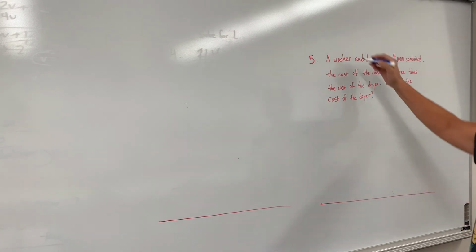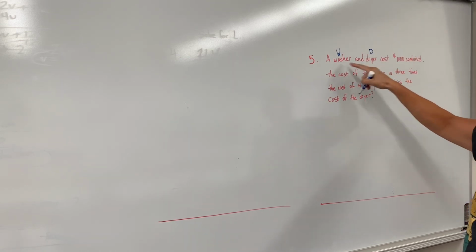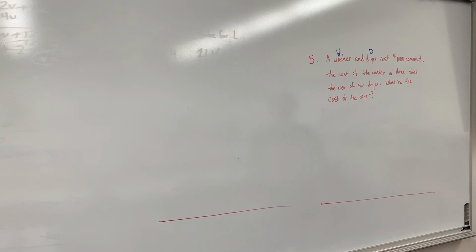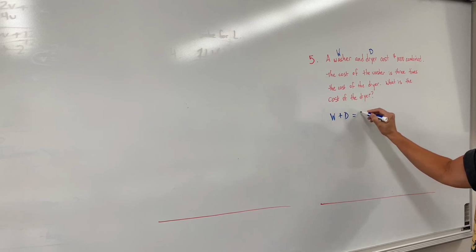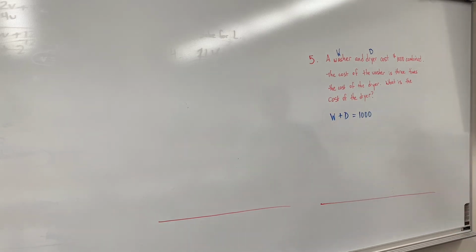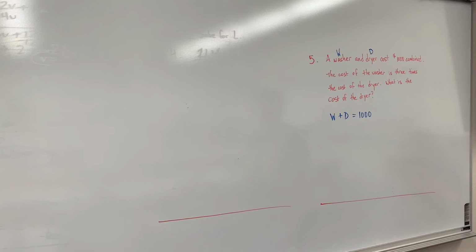So what I like to do is create variables using, if I can, the letters of the words. And that way, when I get to the end of the question, I know what that letter meant. So they say the washer and dryer cost $1,000 combined. That means if I add the price of the washer plus the dryer, I should have $1,000 total. So that's the first clue. Now I have 2 unknowns, and if I have 2 unknowns, then I need at least 2 equations. So the problem should give me another equation somewhere in there.